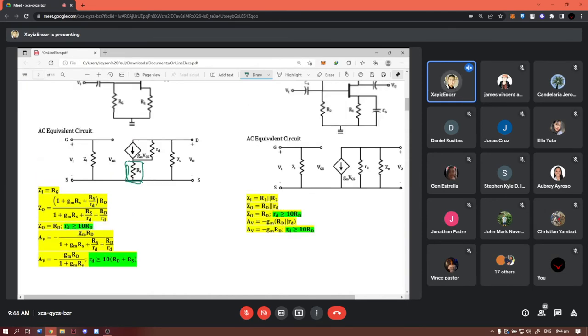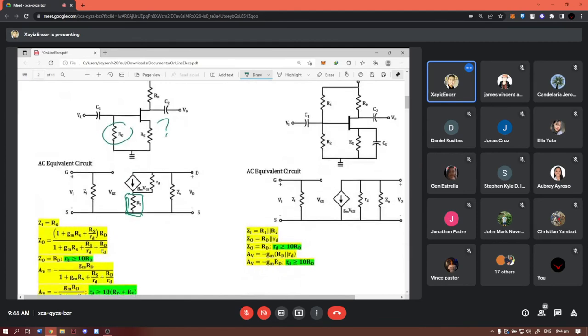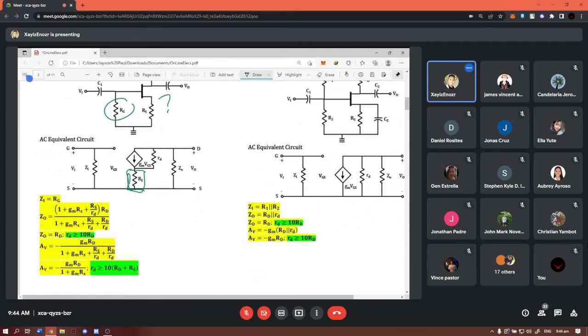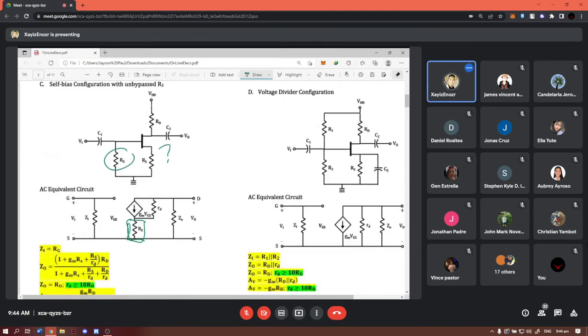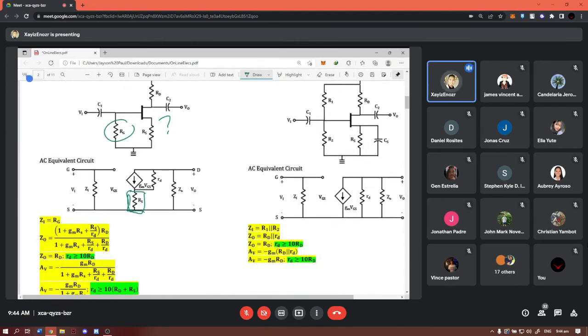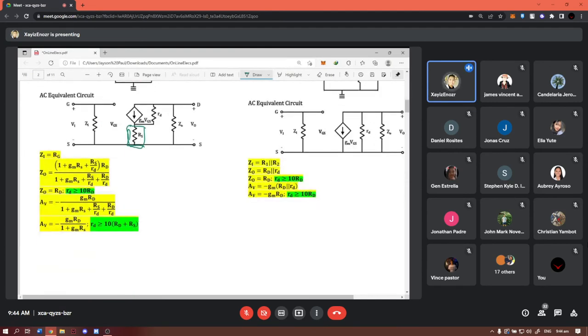So kasi common source pa rin lang naman to. Okay? Yan. Ibig sabihin kasi, pare-pareho lang sila. Ang nagkaiba lang dito kasi may RS dito. Kasi pag may RS dito, so magkakaroon siya ng epekto dun sa ating output. So kaya ito siya nangyari. Mahaba tong formula. Kapag hindi mas malaki si RD doon sa ating drain resistance.